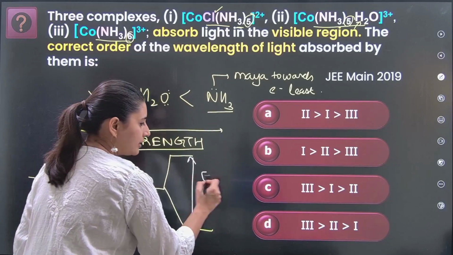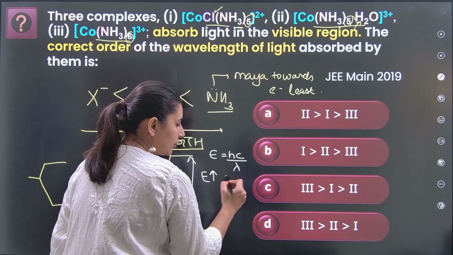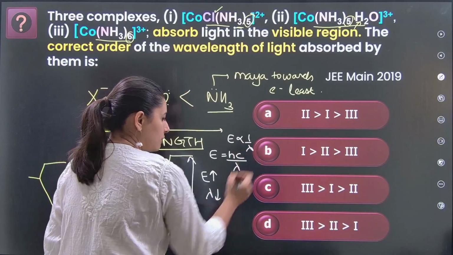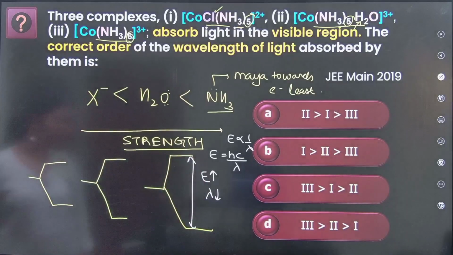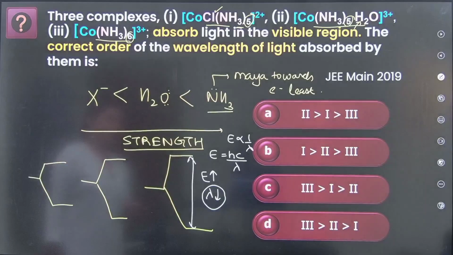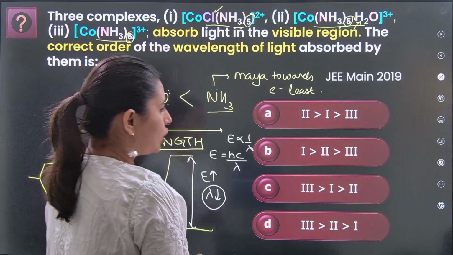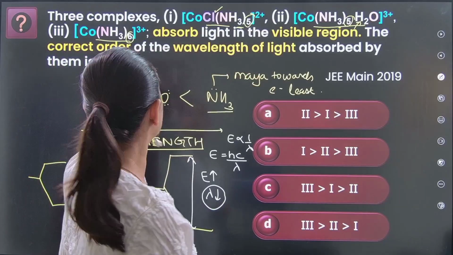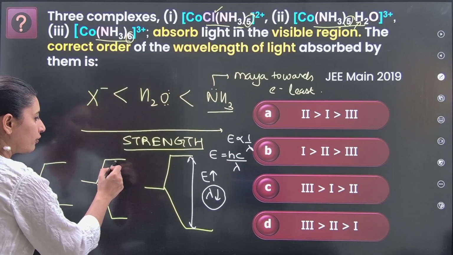If E is maximum, E is equal to hc by lambda. So E is inversely proportional to lambda. That means if E is more, lambda is less. Please check. Right? So wavelength is least here. Wavelength is least where you have 6 ammonias. So you have to know where absorb light in the visible, the correct order of the wavelength of the light absorbed. This is exactly what we have to find out.